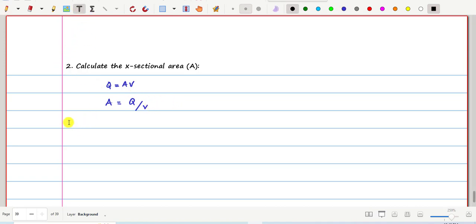And the next step, third step, is to find the wetted perimeter, which is represented with P. So the wetted perimeter can be found by using the hydraulic radius formula. We know that hydraulic radius is equal to area divided by wetted perimeter, right? From here we can find the wetted perimeter. P is equal to A divided by R, area divided by hydraulic radius.